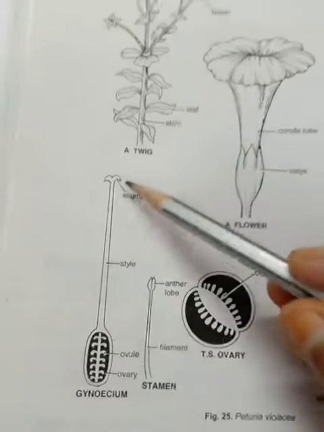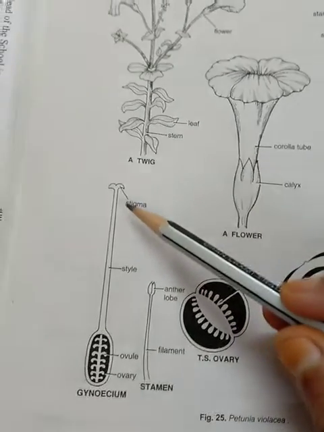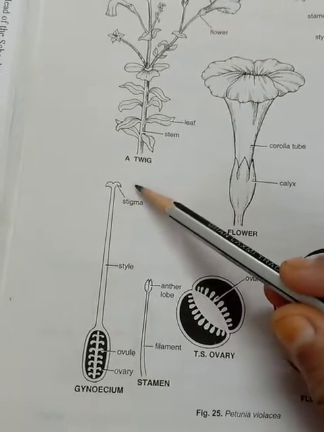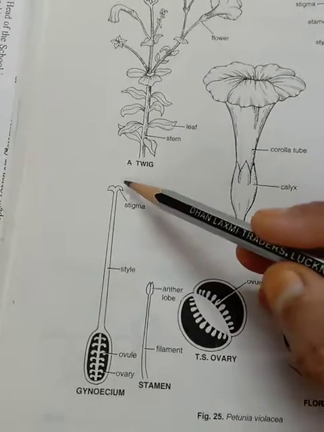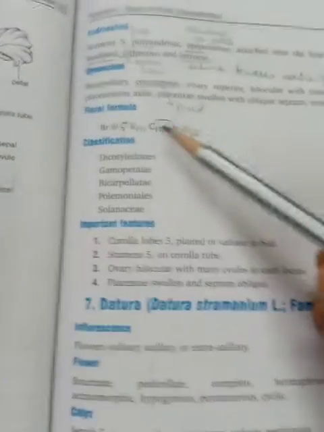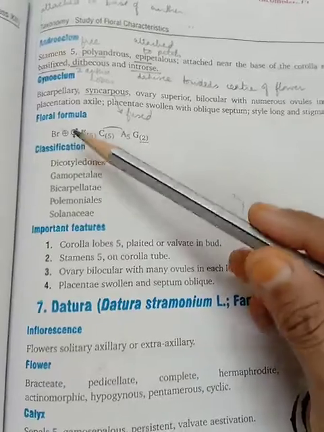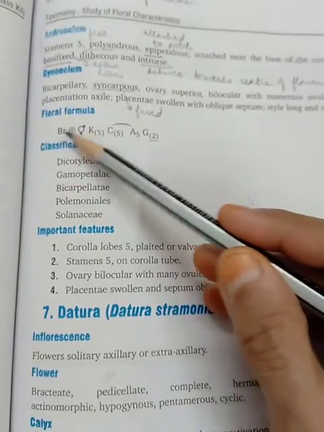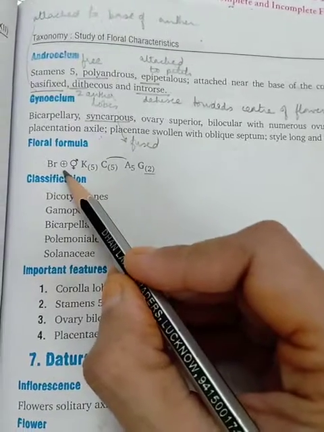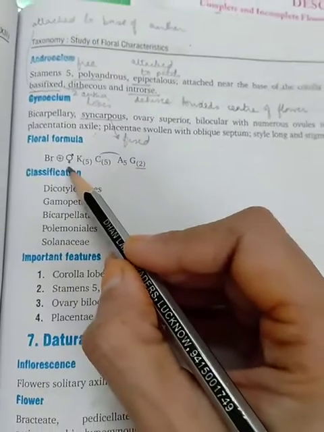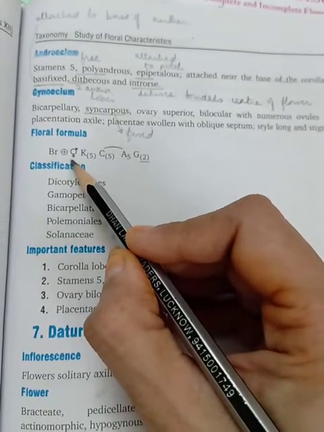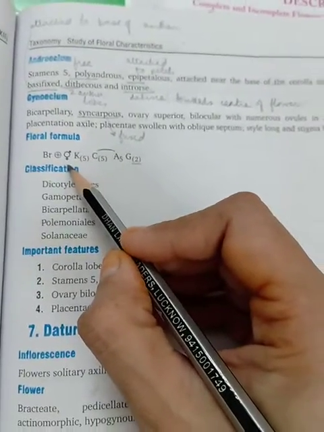Style is long and stigma is bifid, means it's having 2 heads or is divided into 2 portions. Not compartments, but 2 heads kind of structures. Floral formula, I have told you already, it's very significant. BR means bracteate. This sign, a circle and a cross inside, is actinomorphic. A circle and an arrow right, it means bisexual, that is male and female reproductive organs present.